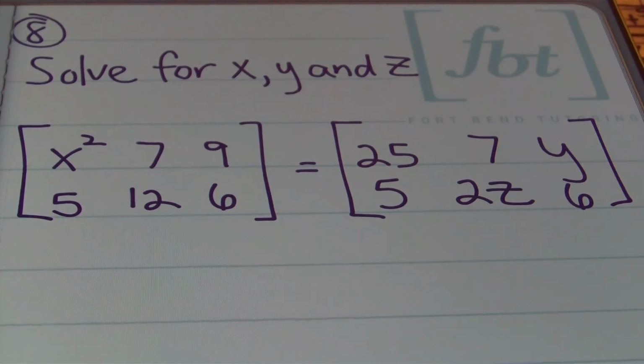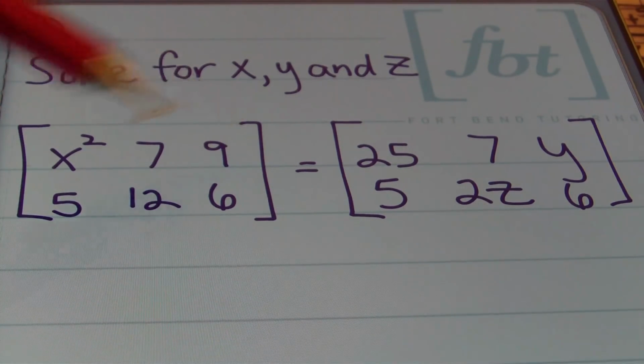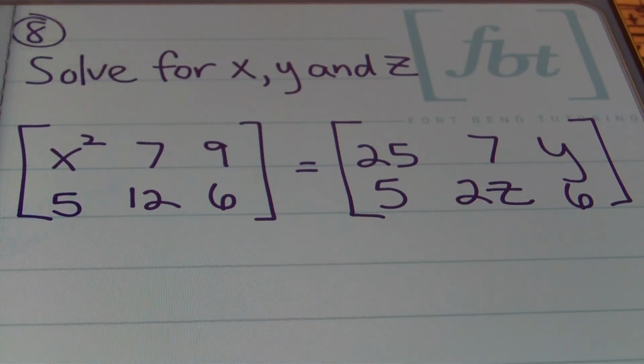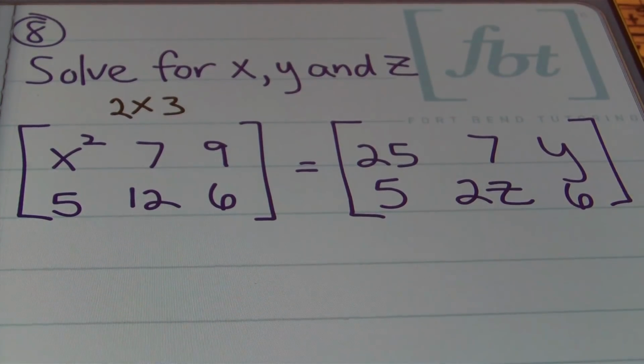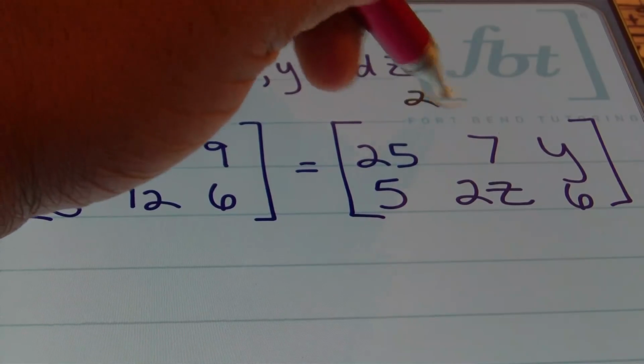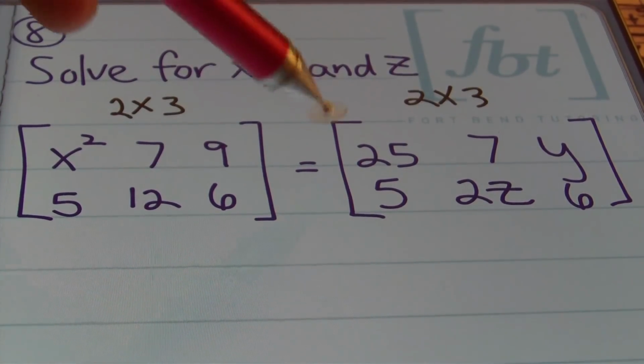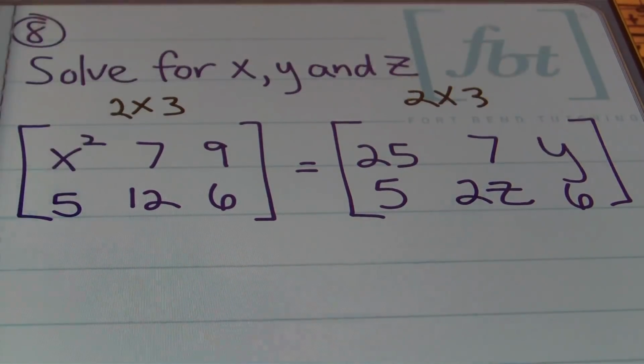And how do we determine that? With the dimensions. So what I see in that first matrix is 2 rows by 3 columns. So it's a 2 by 3 matrix, right? We'll go ahead and state that. It's a 2 by 3 matrix, and we need our other matrix to also be a 2 by 3 matrix. And that is also a 2 by 3 matrix because we have 2 rows and 1, 2, 3 columns.